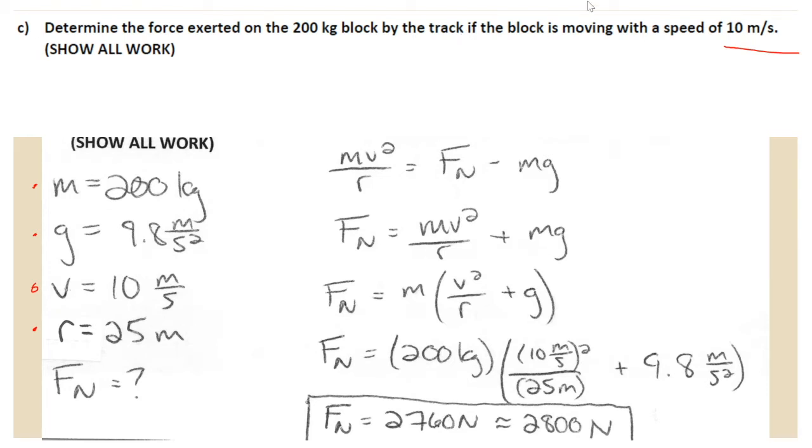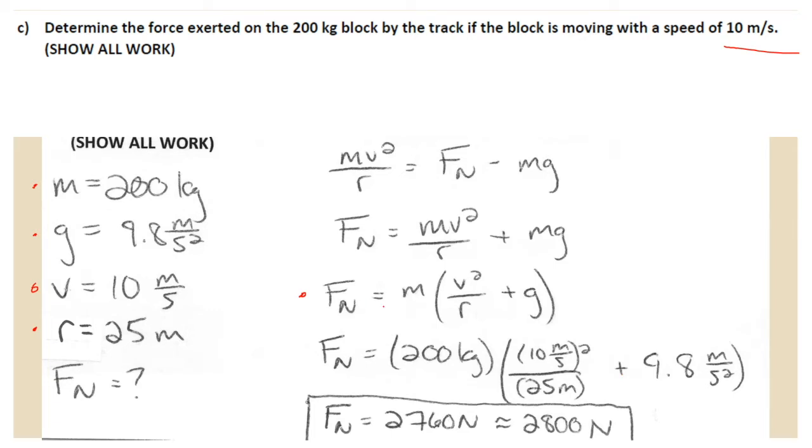We get that by adding mg to both sides. And notice, because I didn't feel like plugging in the mass twice, I chose to just factor it out. So essentially I have v squared over r, which is AC, centripetal acceleration, plus the acceleration due to gravity, times the mass here, 200 kilograms.